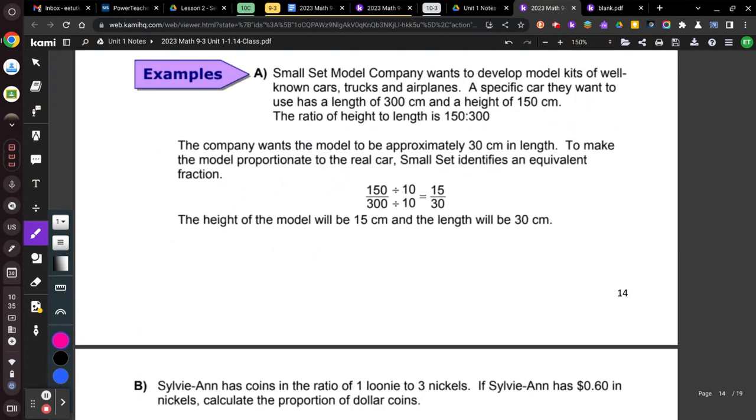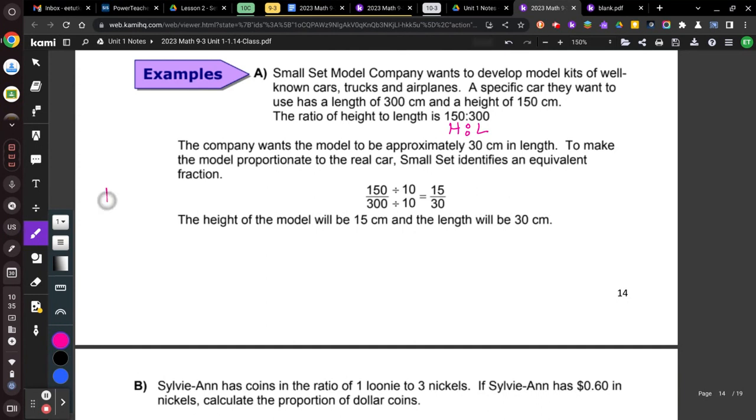A small set model company wants to develop a model kit of well-known cars, trucks, and airplanes. One of the specific cars has a length of 300, a height of 150. So we are going to write a ratio of, let's see, length and height. So height to length is what they've got. So it says they want to compare to 30 centimeters. So if they make 30 centimeters in length, what would that be?